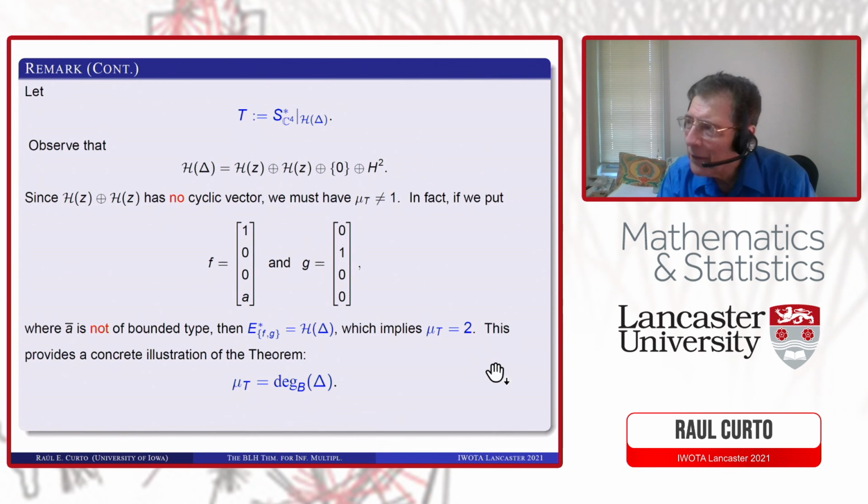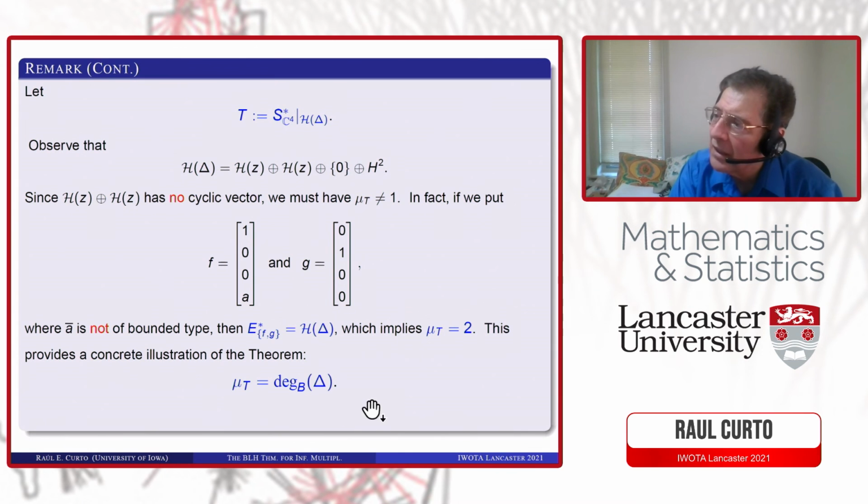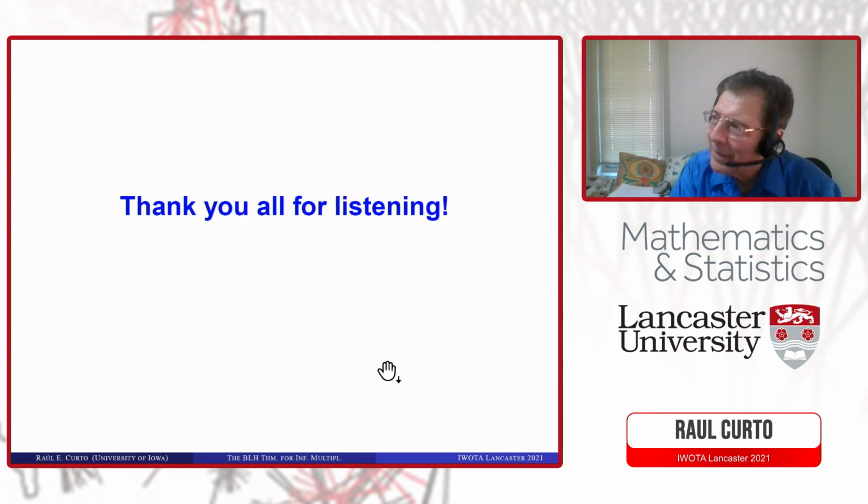So we have illustrated the theorem in this particular case by saying that I calculated first the Beurling degree to be 2, and now I calculated the spectral multiplicity to be 2. Oh, coincidence, what's coming? This is illustrating the theorem that I showed before. Thank you very much.